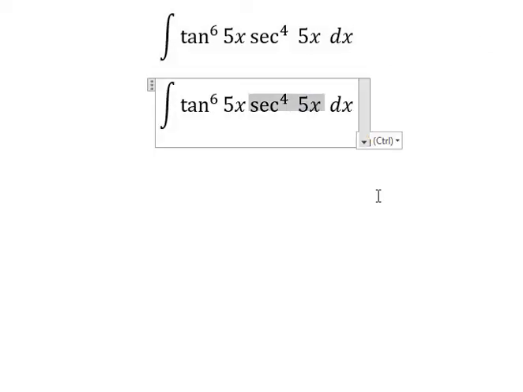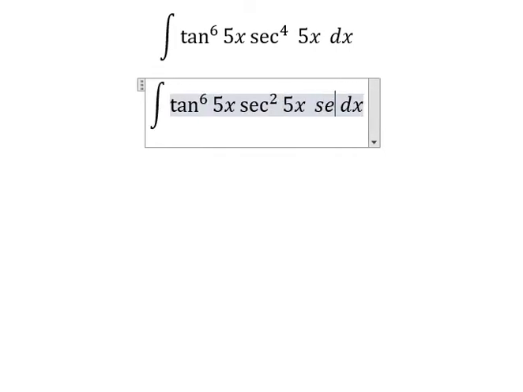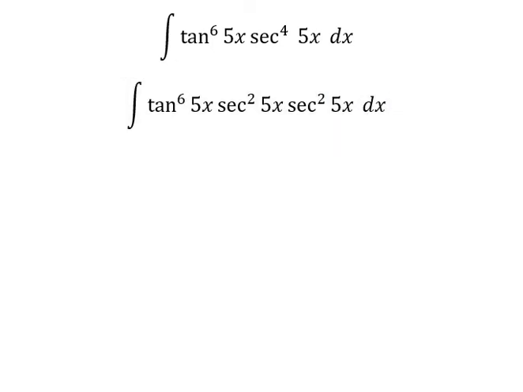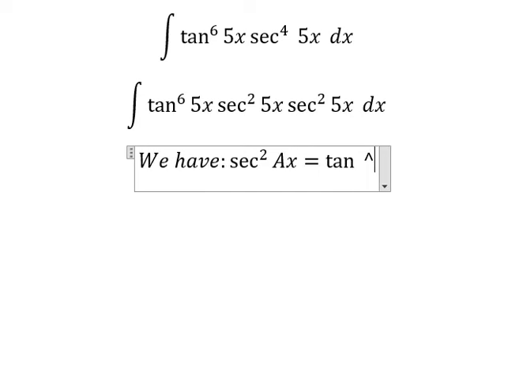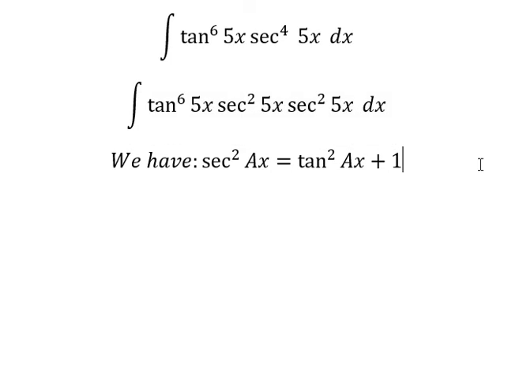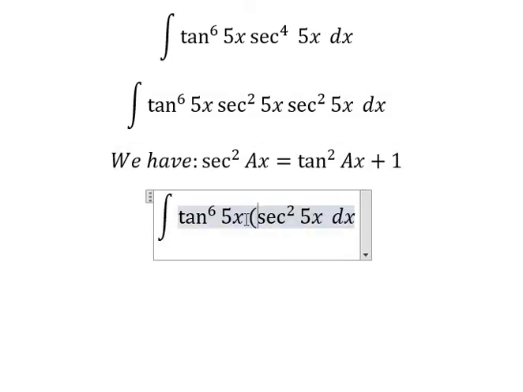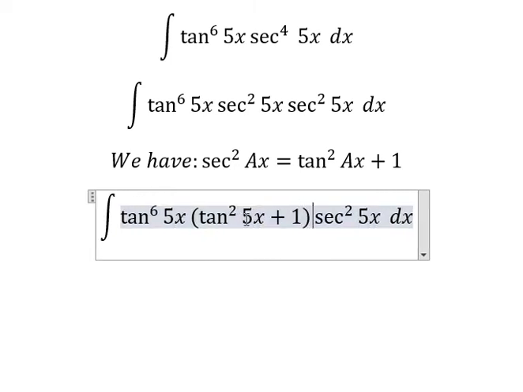About this one, I can put it into secant of 5x to the power of 2 and secant of 5x to the power of 2. Next, we have the formula in here. Secant of ax to the power of 2 equals tan ax to the power of 2 plus 1. So I will put this one in here, and we have tan 5x to the power of 2 plus 1.